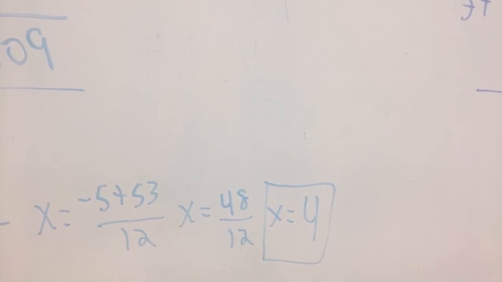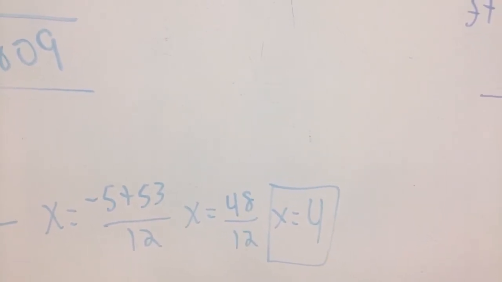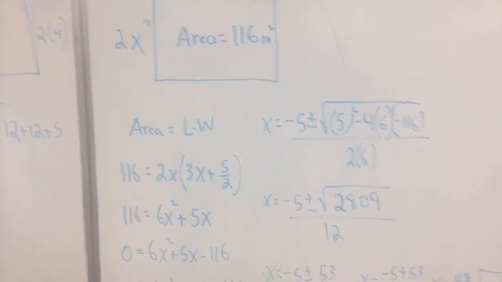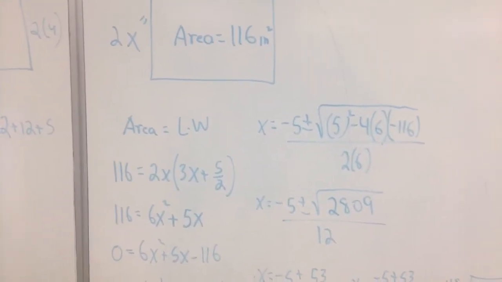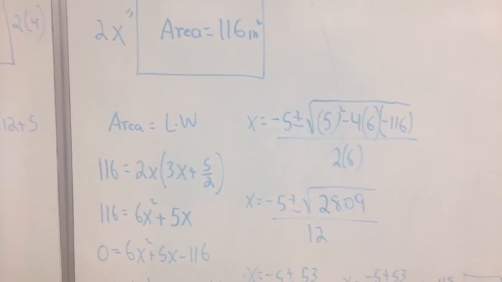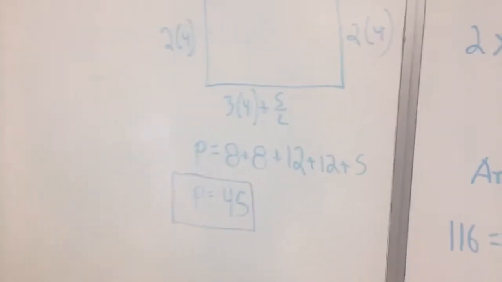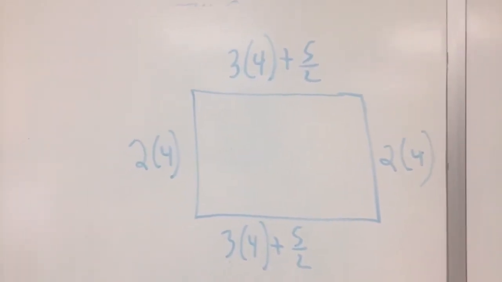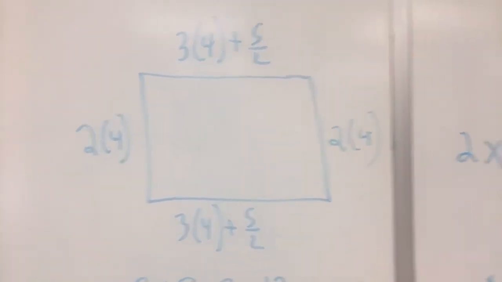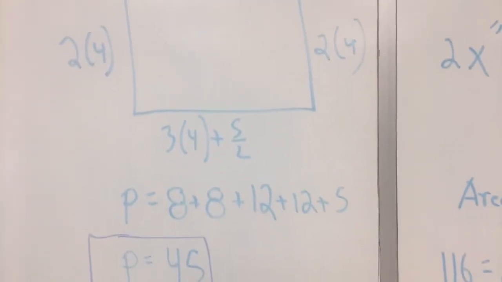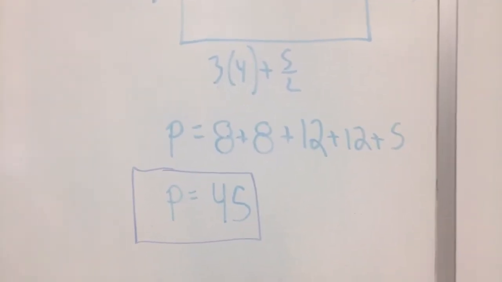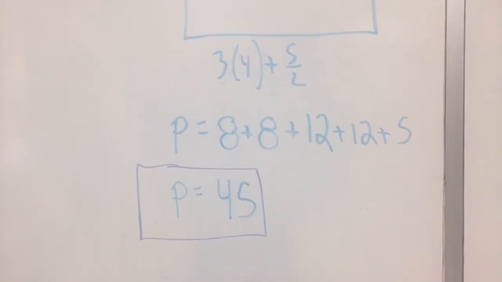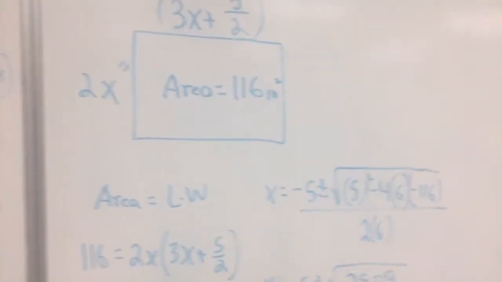Now, when you do that CFC, I want to see your x value. Okay? And I'd better see that kind of work, or factoring, or completing the square. I really don't care, but I want to see how you get your x. Okay? So now that they know what x is, I can plug that in. 3 times 4 plus 5 halves, 2 times 4, 3 times 4 plus 5 halves, and 2 times 4. You add all that mess up, and the perimeter of this thing is 45 inches. I really should have put inches on there, okay? That's how you do CFC 1.